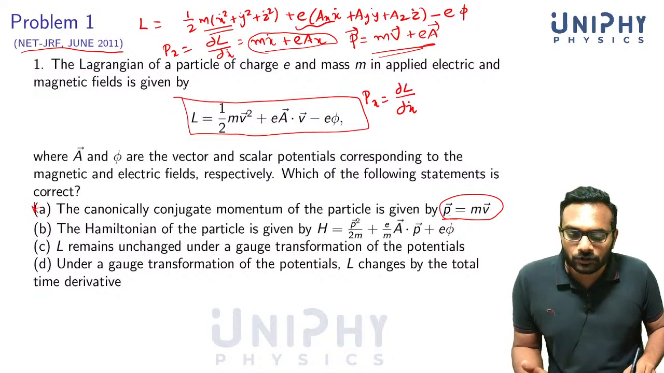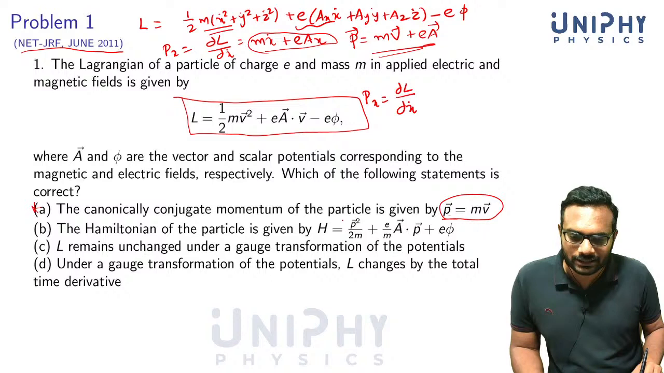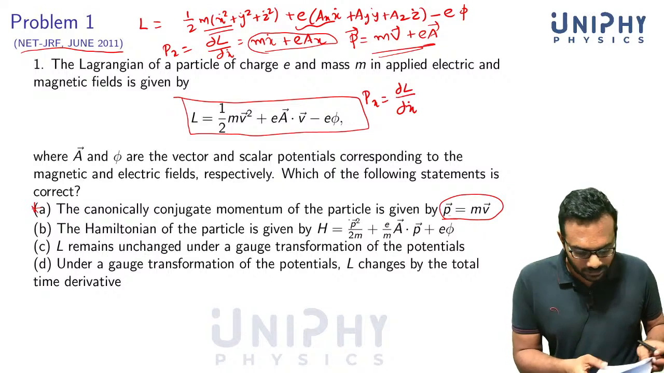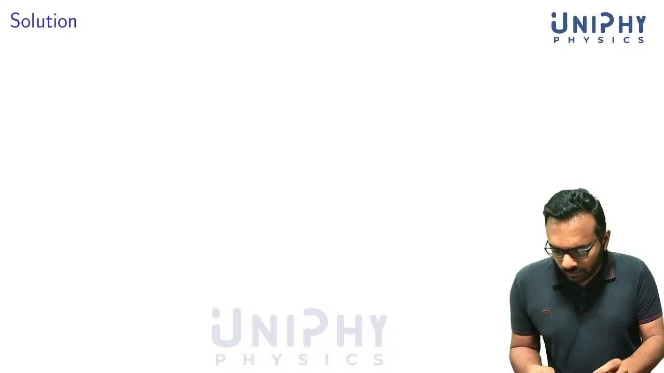Now, the Hamiltonian of the particle is given by H equal to p square by 2m plus E by m A dot p plus E phi. Is that correct? We can easily check this. It is easy to check. Let us do that here. We will just check this.